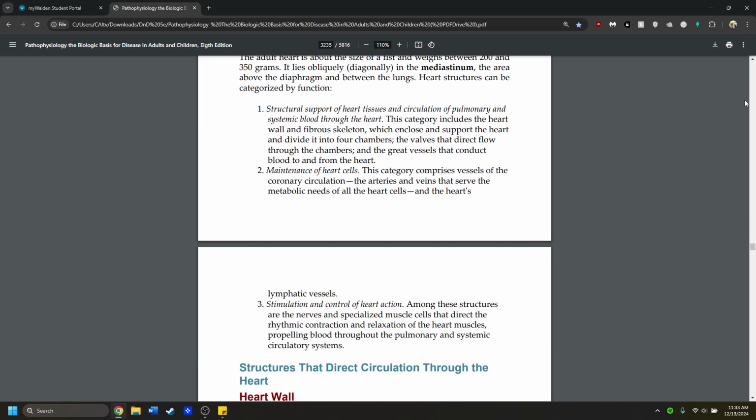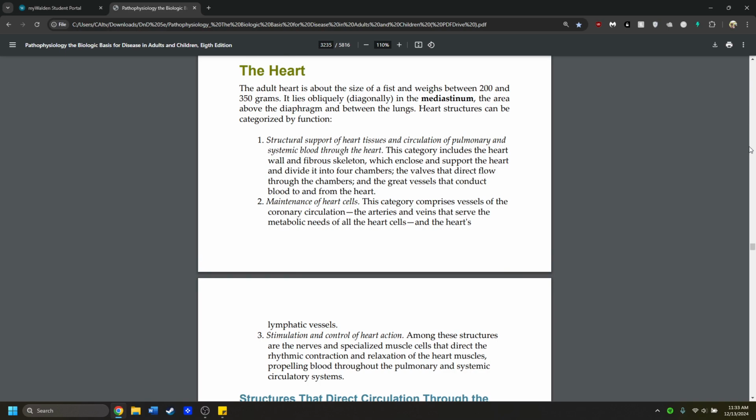The heart. The adult heart is about the size of a fist and weighs about 200 to 350 grams. It lies obliquely, or diagonally, in the mediastinum, the area above the diaphragm and between the lungs.